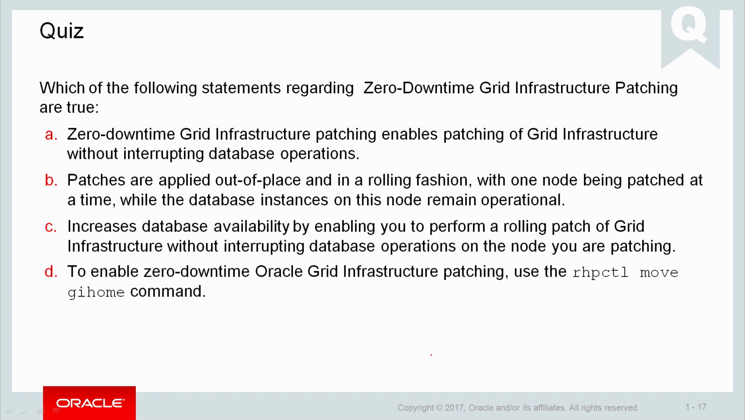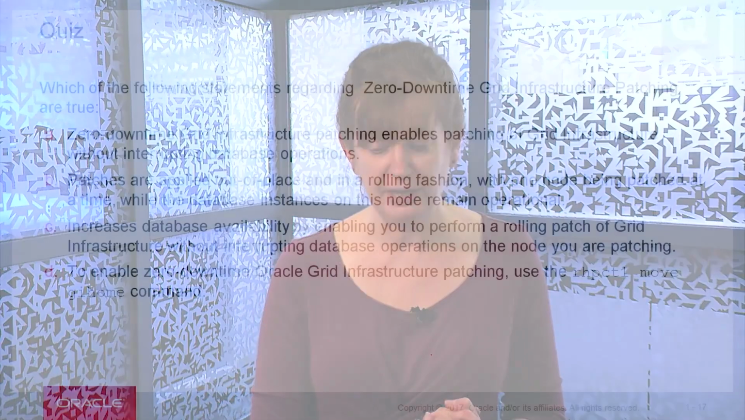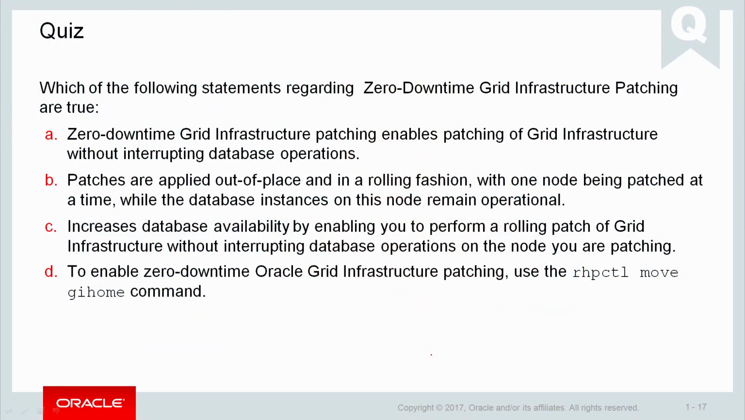Yes, that's also true. And to enable zero downtime grid infrastructure patching, use the rhpctl move gi home command. Yes, but it needs a particular flag to say that we want to do this in a zero downtime patching environment. So they're all true.